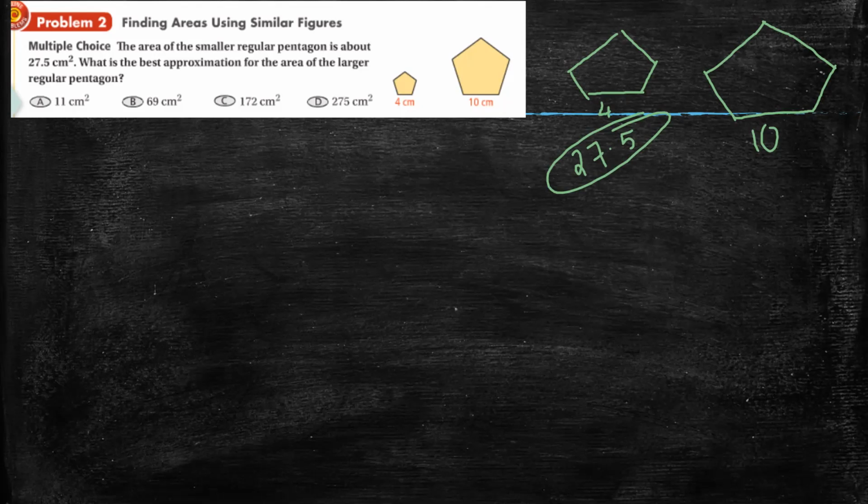For this one, I know that if I want to find the area of a polygon, I need the side and I need the apothem. Okay, I have a side, but I don't have the length of the apothem. So I cannot find the area of this shape. What I have to do is use the scale factor. I want to find the scale factor from the figure.